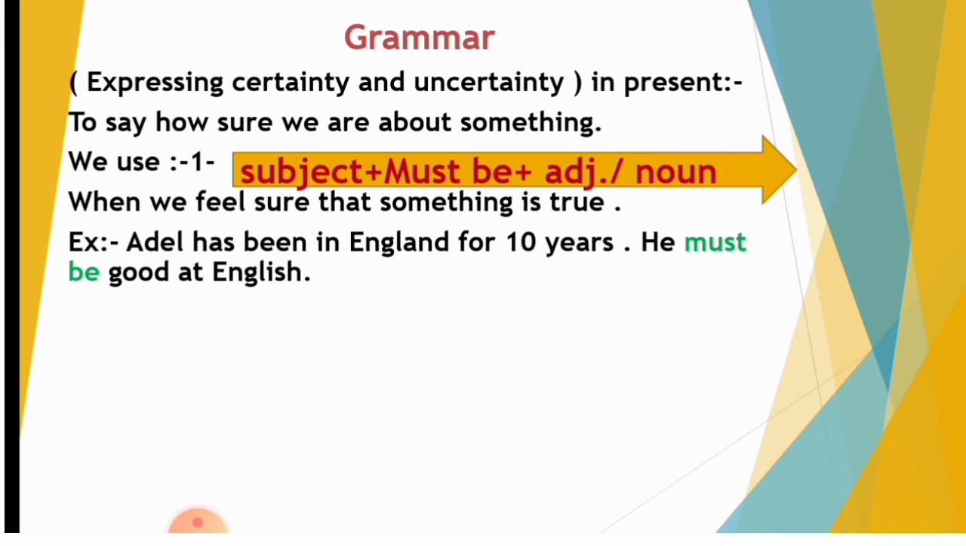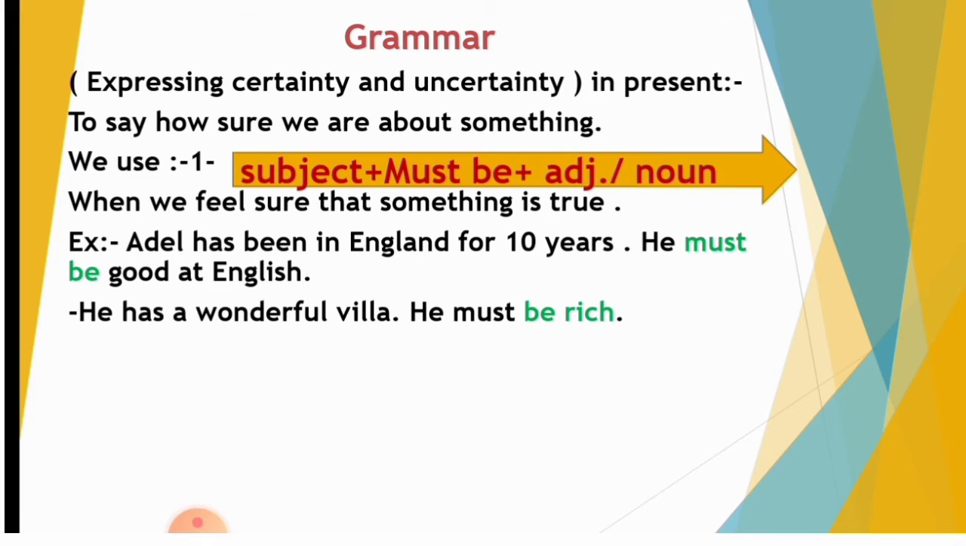For example, Adil has been in England for 10 years. He must be good at English. So the second part of the sentence is the deduction here to say how sure I am about the matter. We have another example. He has a wonderful villa. He must be rich.